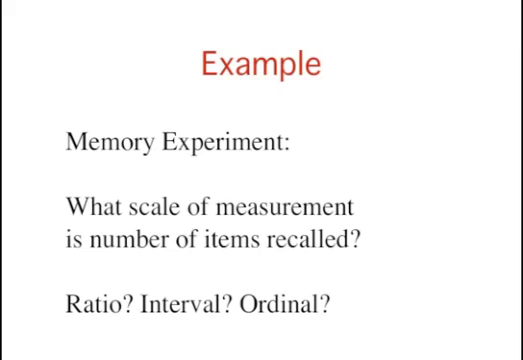In memory experiments, the dependent variable is often the number of items correctly recalled. What scale of measurement is this? You could reasonably argue that it is a ratio scale. First, there is a true zero point. Some subjects may get no items correct at all. Moreover, a difference of 1 represents a difference of 1 item recalled across the entire scale. It is certainly valid to say that someone who recalled 12 items recalled twice as many items as someone who recalled only 6 items.